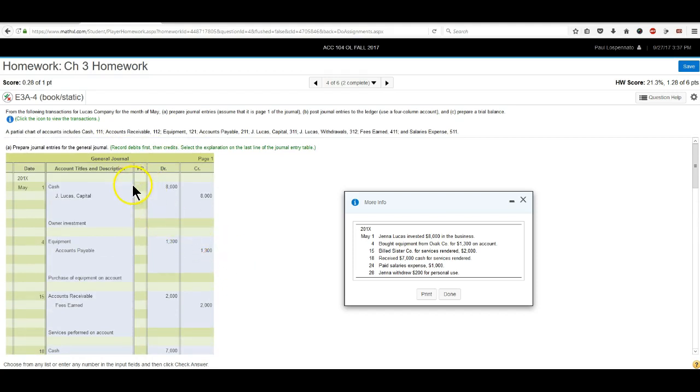Now, typically you would, and I don't see it here, typically you would enter the account number to which the item was posted. So you'd have like a 111 here and a 311 there, but let it go.